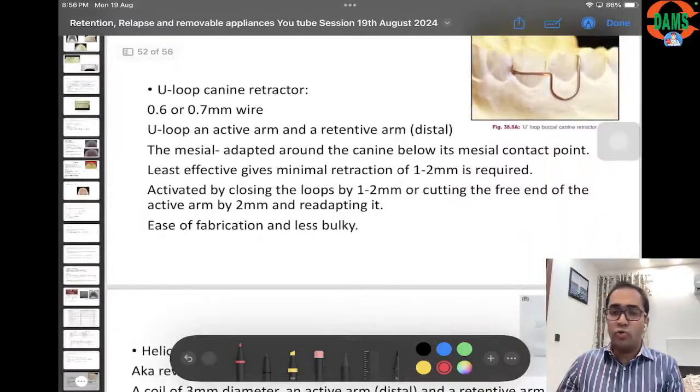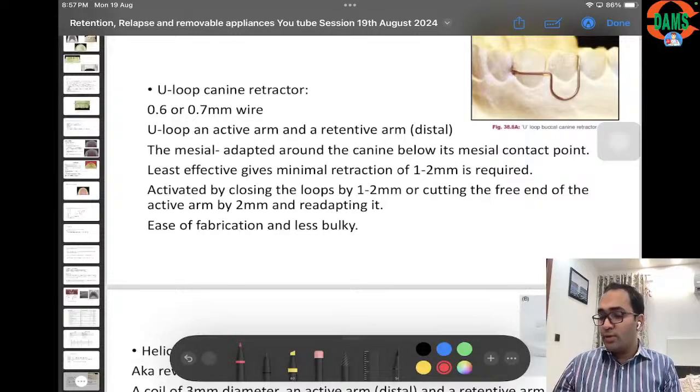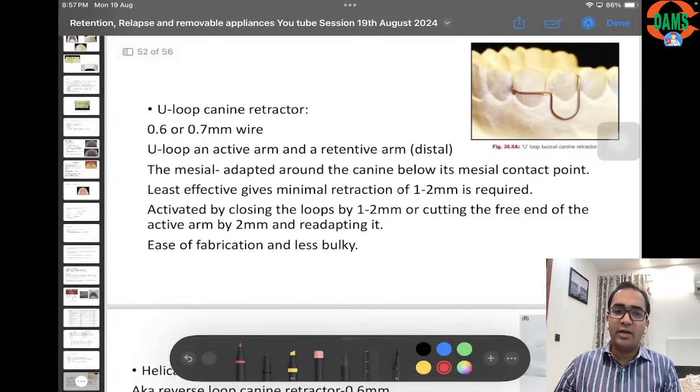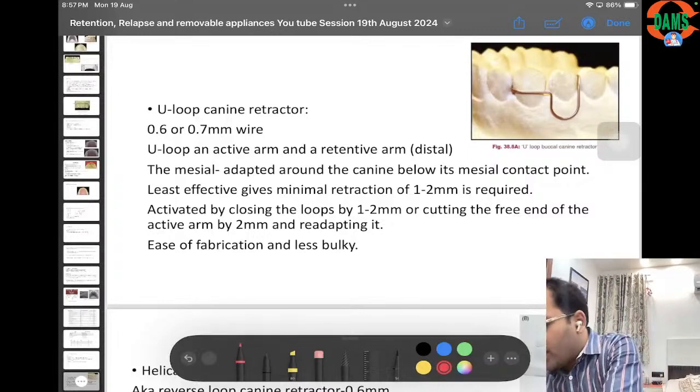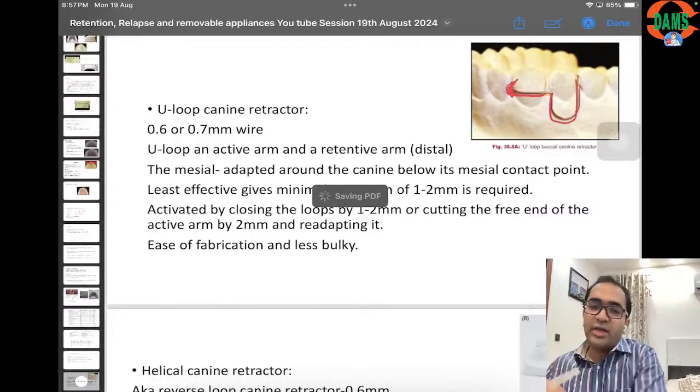So firstly is the U-loop canine retractor. It is made of 0.6 to 0.7 wire. This is the image of a U-loop canine retractor with an active arm and a retentive arm. So this is the retentive arm, and this will be the active arm. How does it retract? We just close this loop, and it will bring the canine along with it.